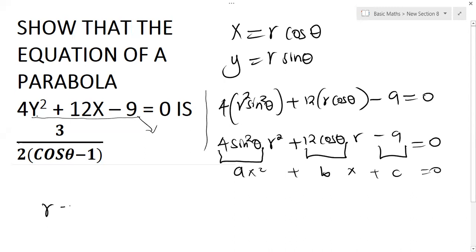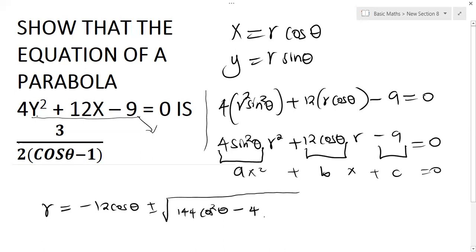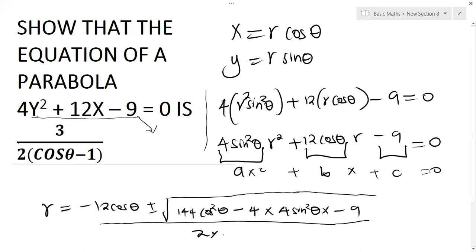So getting the value of r using the quadratic formula, we will have minus b, that will be minus 12 cos theta, plus or minus the square root of b squared, that will be 12 cos theta squared, so that will be 144 cos squared theta, minus 4 times a, our a is 4 sine squared theta, times c, our c is minus 9. All this divided by 2a, so all this divided by 2 times 4 sine squared theta.